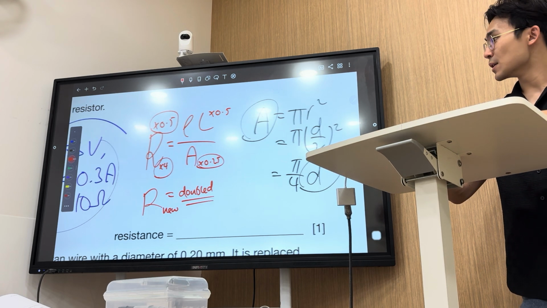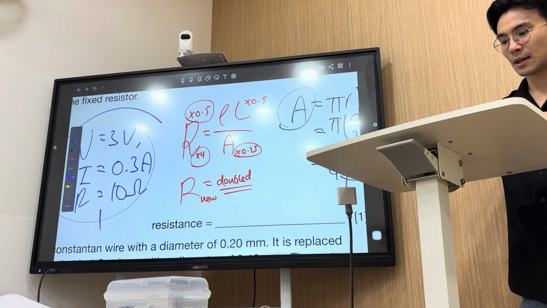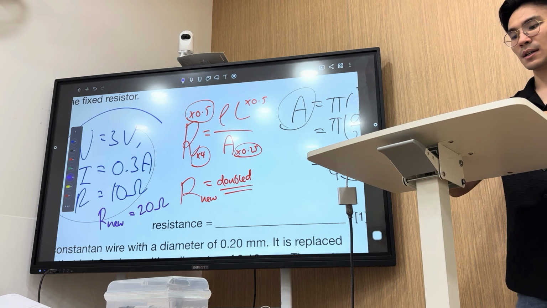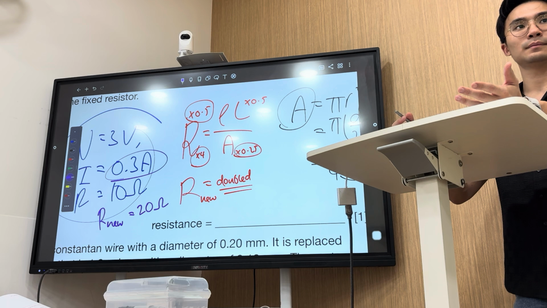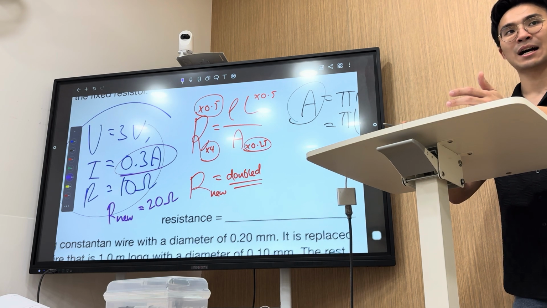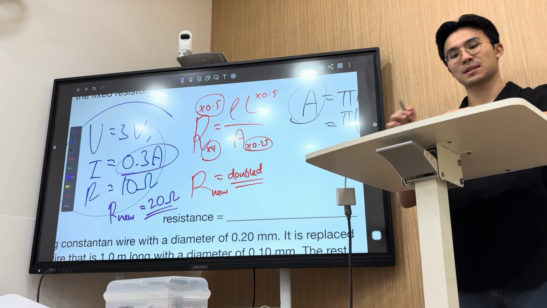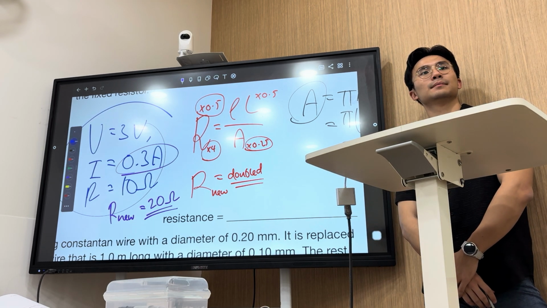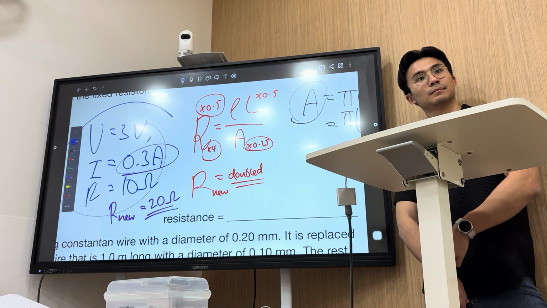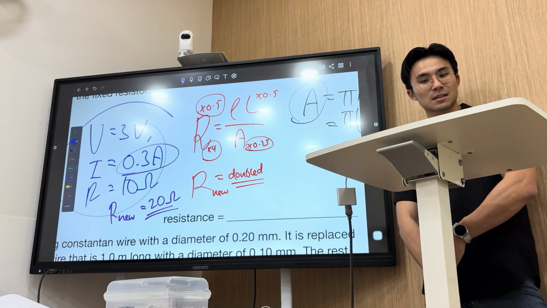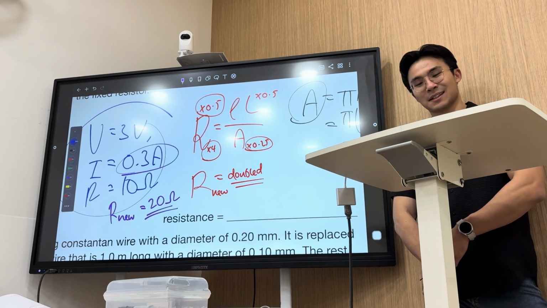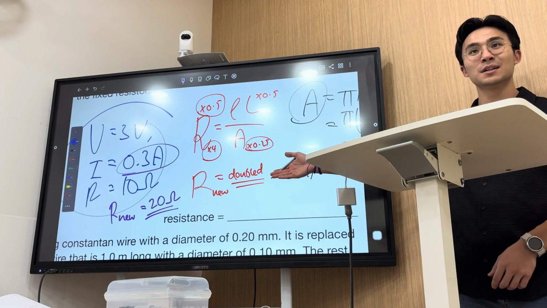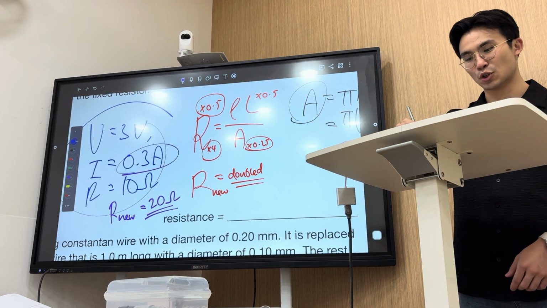True? So what's your new resistance value? It becomes 20 ohms. What does your current become, if your new resistance is 20 ohms? Your brain fried already. Okay, guys, if your resistance times 2, then your current is times half. Your final answer is 0.15.